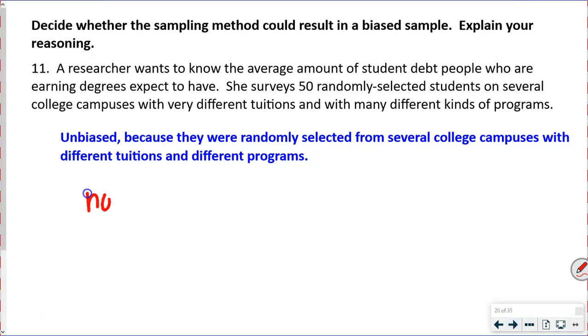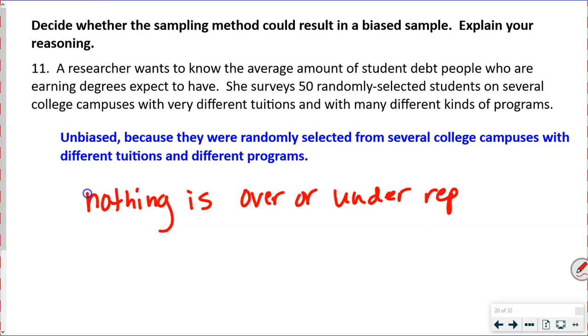So nothing here is over or underrepresented. And that's the key to bias, okay? Is a group over or underrepresented?